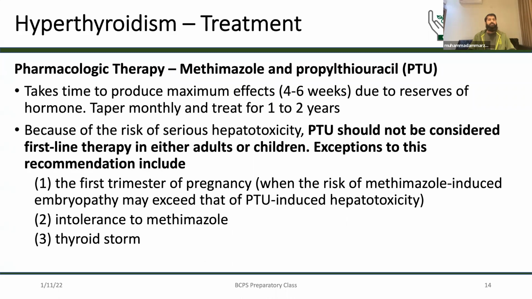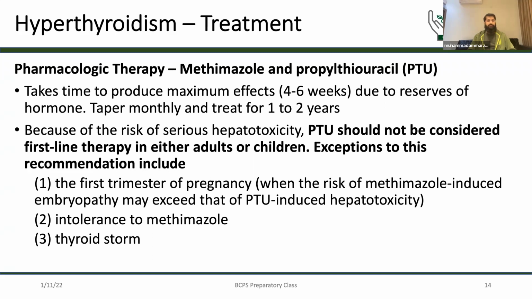Pharmacological therapy is based on methimazole and propylthiouracil. Both of these drugs are equal in efficacy, but their adverse effect profile is very different. For example, propylthiouracil has severe hepatotoxicity. So we prefer methimazole. Methimazole is the drug of choice if we are considering pharmacological therapy. Both of these drugs take some time to produce maximum effects.